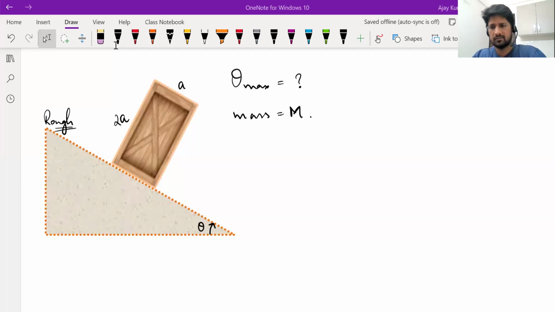Assume the block is about to topple. Can any of you tell me which way it is going to fall? Like which way is it going to topple? Clockwise, anti-clockwise? I just want to know if you are able to visualize it falling or not. Clockwise. Okay. Now, if it is about to fall clockwise, just a moment.